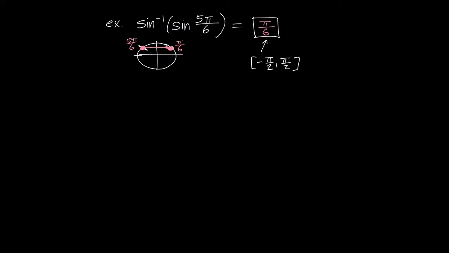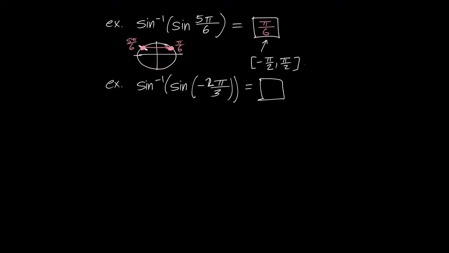Okay? Let's do one more example with sine. Let's say I have sine inverse of sine of negative 2 pi over 3. Once again, whatever goes inside this box has to be between negative pi over 2 and pi over 2.